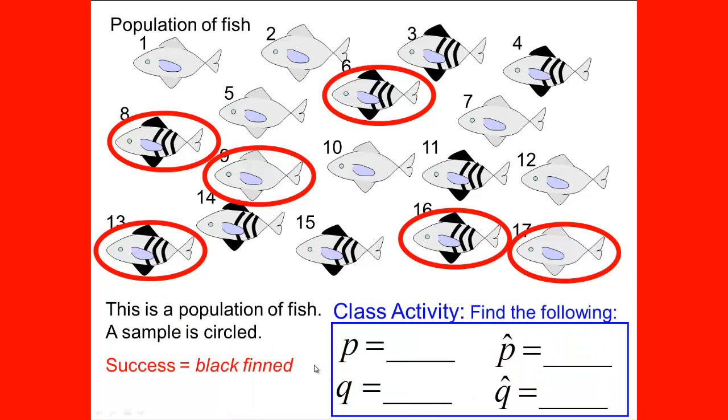This is a population of fish. The sample is circled, and a success is black-finned. So the class activity will be to find the following: P and Q and P hat and Q hat.